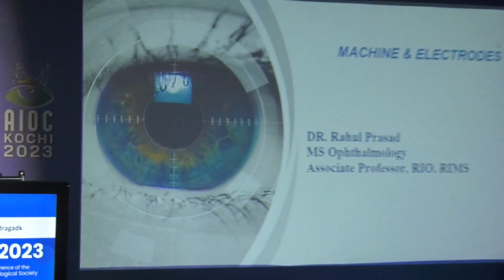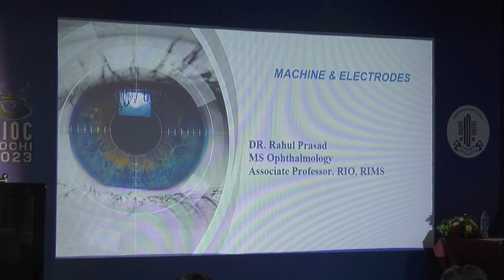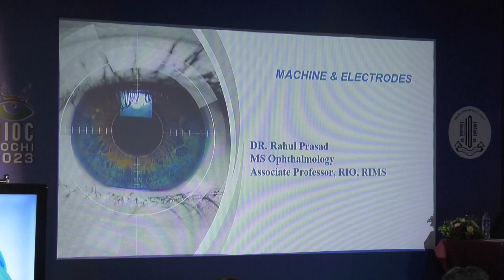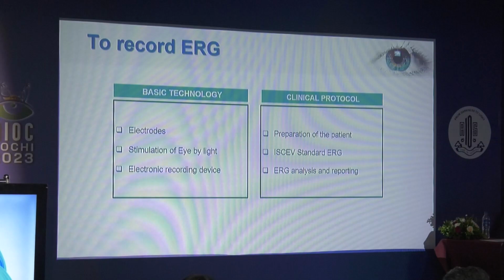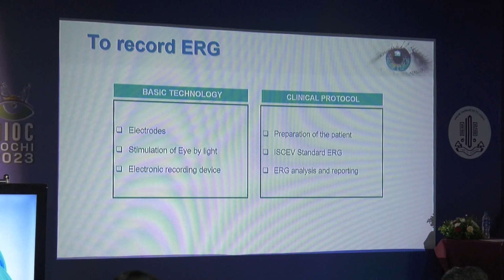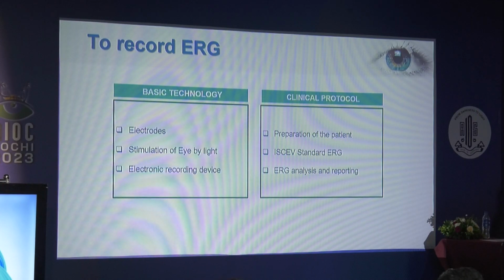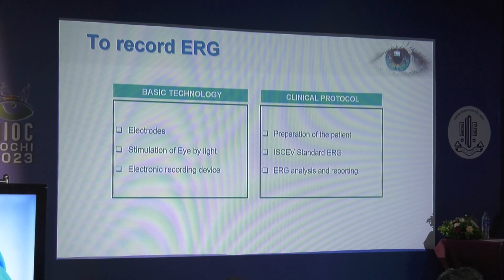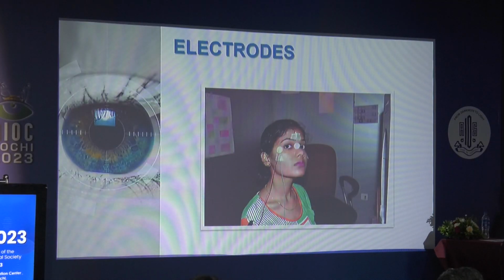Sir has just briefed us about the ERG and when and why to do ERG. My responsibility is letting you understand a little about the machines and the electrodes. So to record an ERG, we must have an understanding of its basic technology and the clinical protocol associated with it. The basic technology involves electrodes, stimulation of the eye by the light, and the electronic recording devices. The clinical protocol involves how to prepare the patient, understanding the ICF standard ERG, and the analysis and the reporting of the ERG. First, the electrodes.